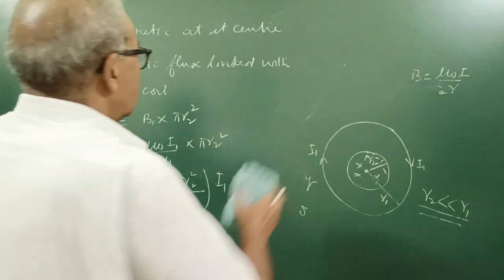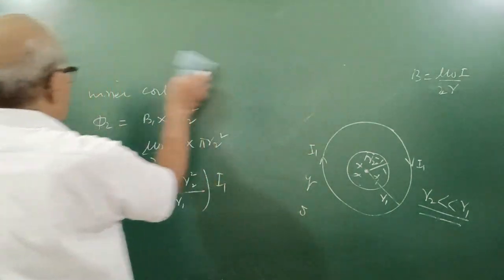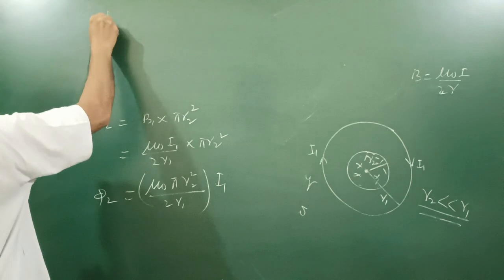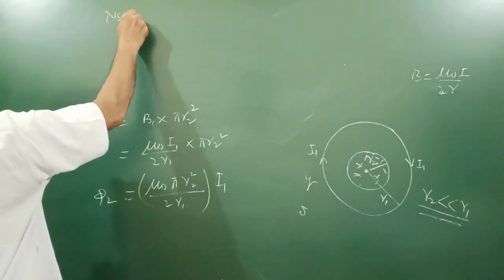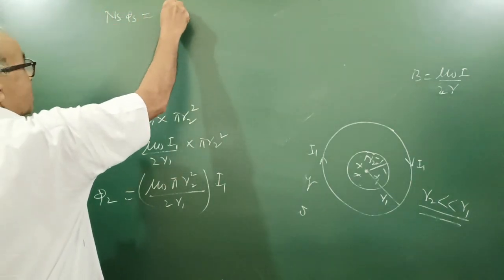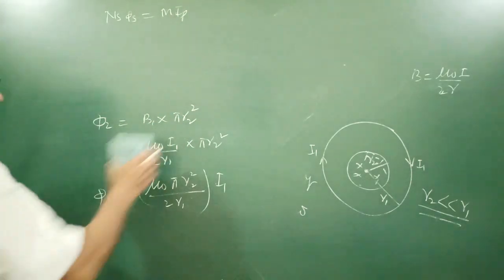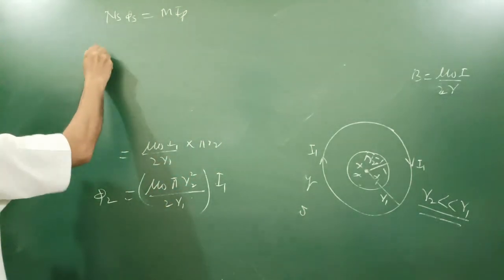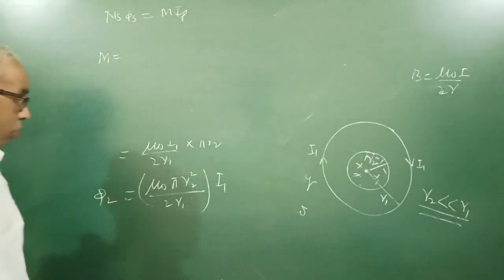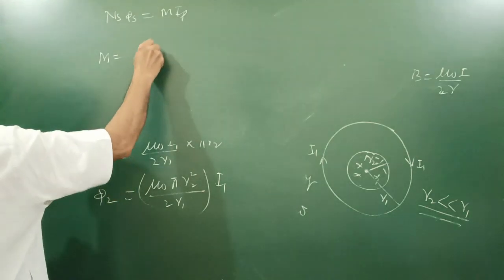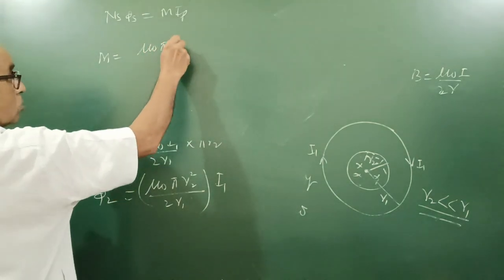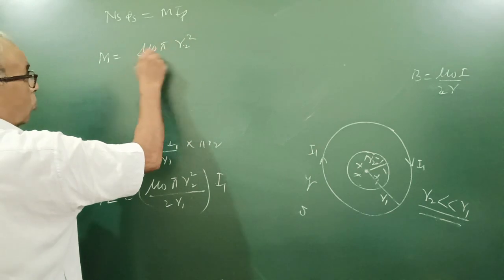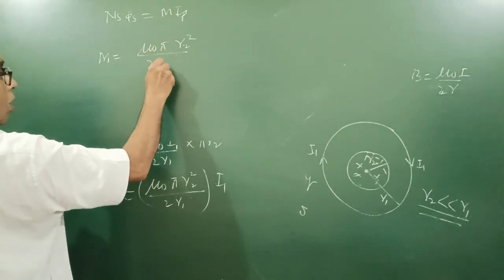Comparing it with N2 phi 2 is equal to M I1, we get M is equal to mu 0 into pi into R2 square upon 2R1.